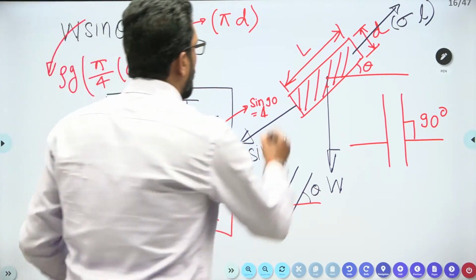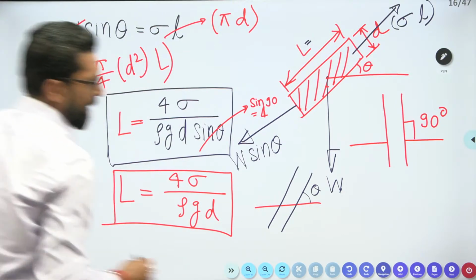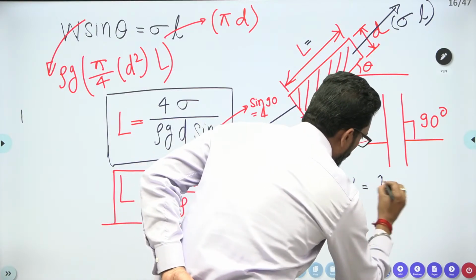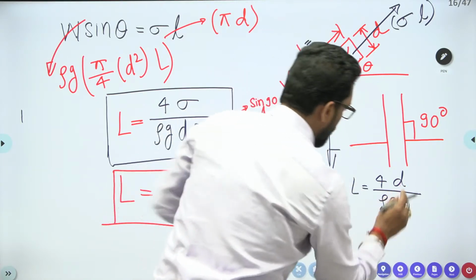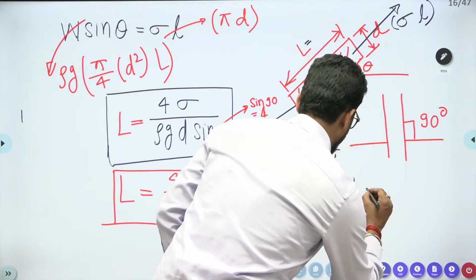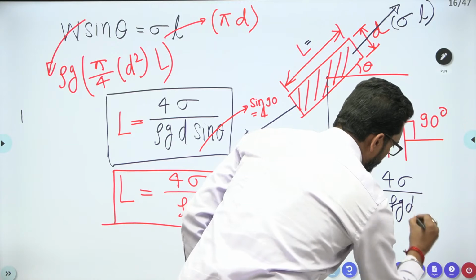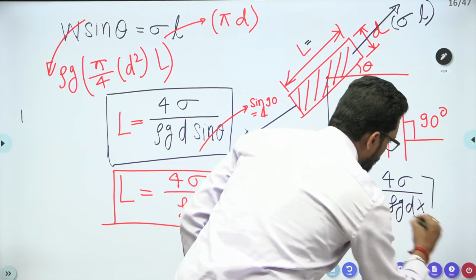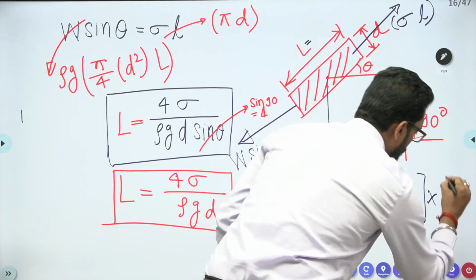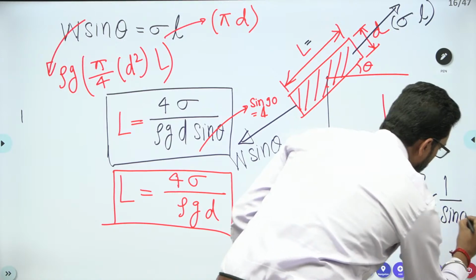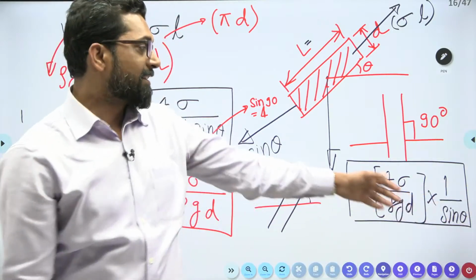That means you have knowledge about what the rise is. This is your rise, along the rise. So what is the rise? You know that L is equal to 4 sigma by rho g d, and you multiply here by 1 by sine theta. So 1 by sine theta is the factor due to inclination.